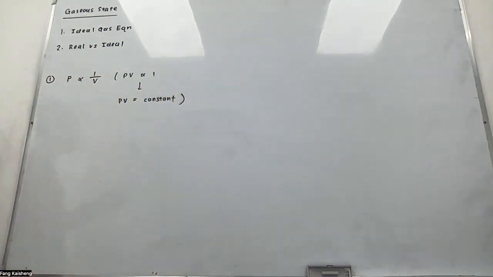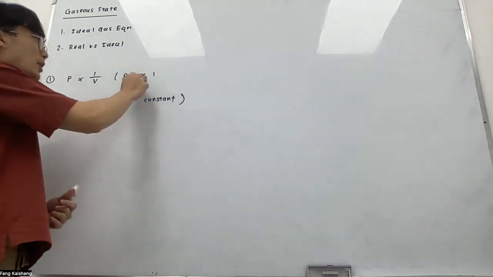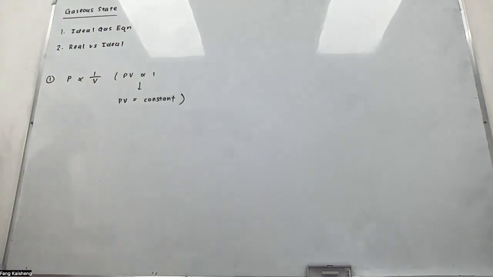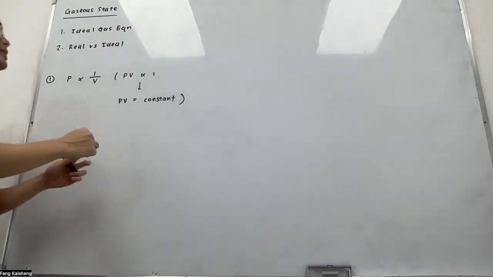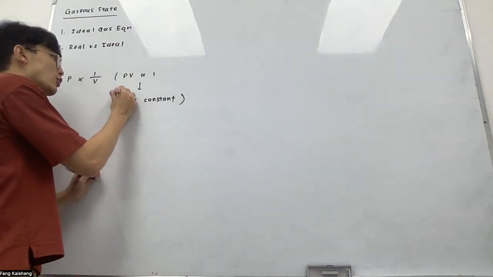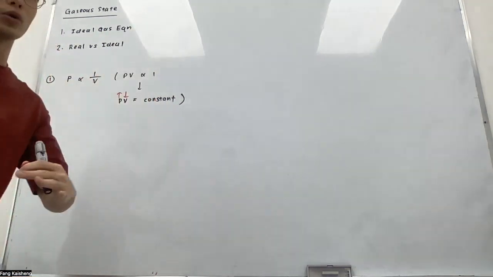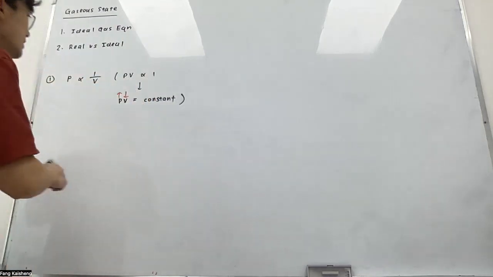Does that make sense? Sometimes you might encounter this: people think that proportional to 1 means equal to 1. Not necessarily true, it just means it's constant. So it makes sense, guys. If pressure increases, my volume must decrease such that the product remains the same, right? One goes up, one goes down, and vice versa. That's the idea here.